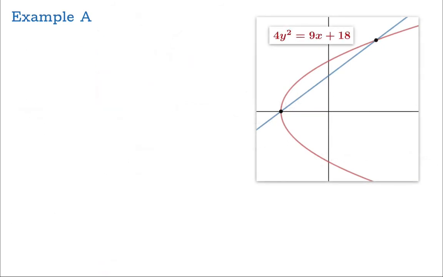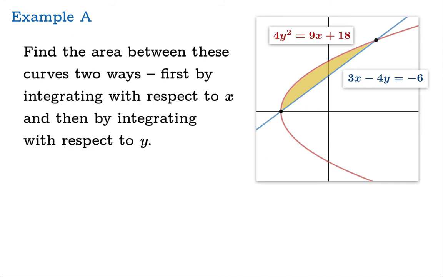So here are two curves. One is a parabola, one is a line, and they're both graphs of these equations here, and we would like to find the absolute area of this region trapped in between. But we're going to do it two ways. We're going to do it first by integrating with respect to x, and then we're going to integrate with respect to y.